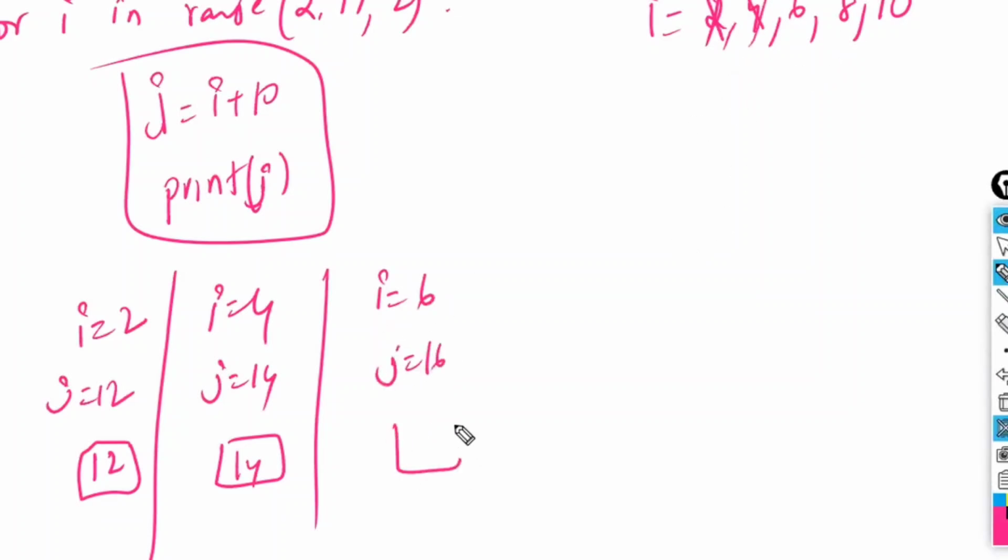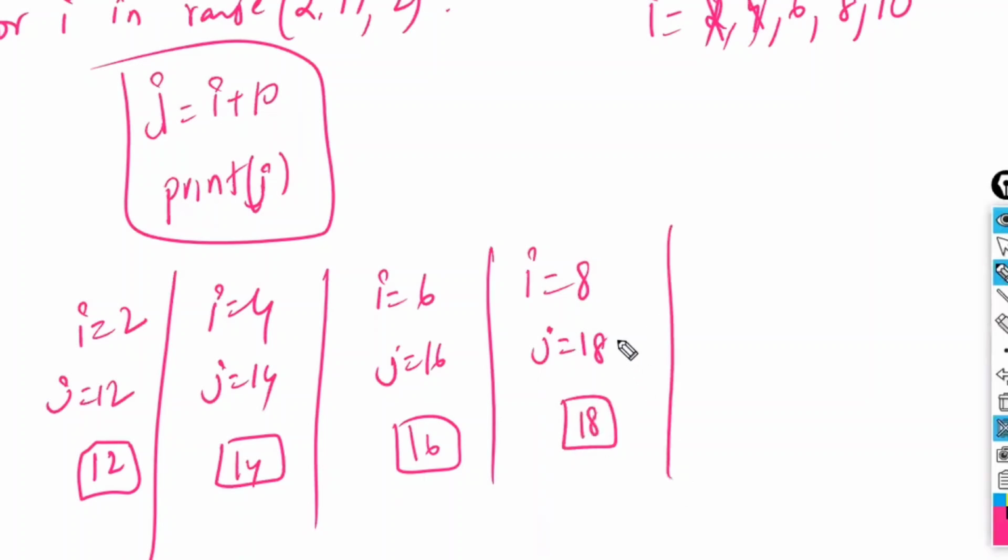J is equal to 16 and prints the 16. Next, I is equal to 8. Again it is going to execute the block of code. Within the block of code, J is equal to I plus 10, that is 18, and print the 18. Next, I is equal to 10 and enters into the block of code. J is equal to 10 plus 10, that is 20, and print 20.